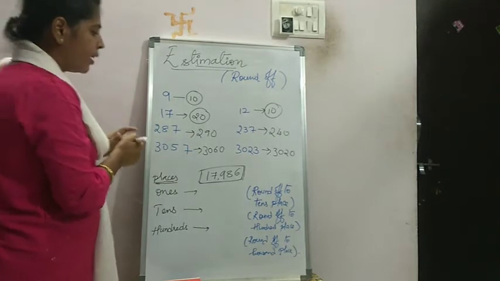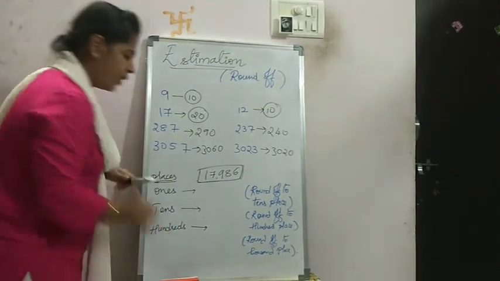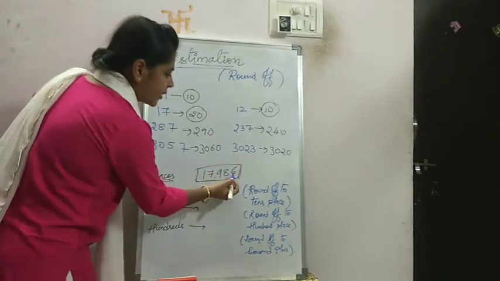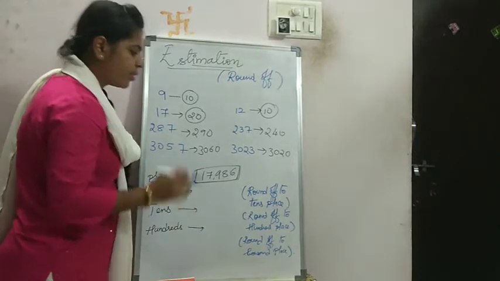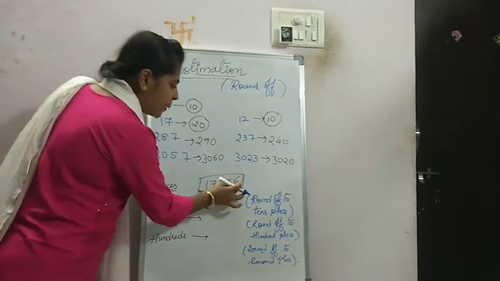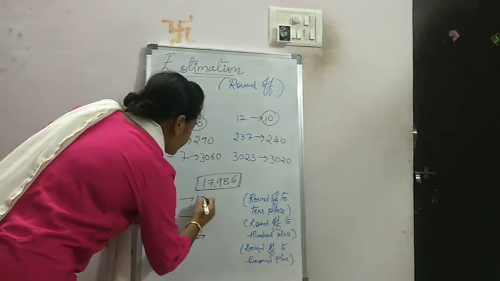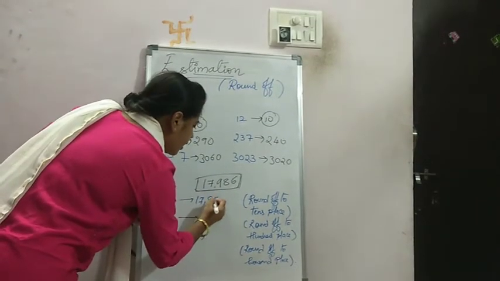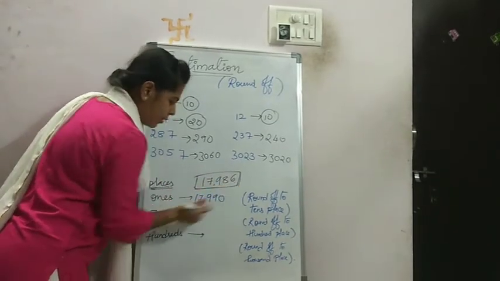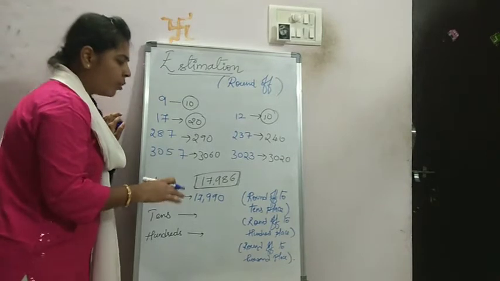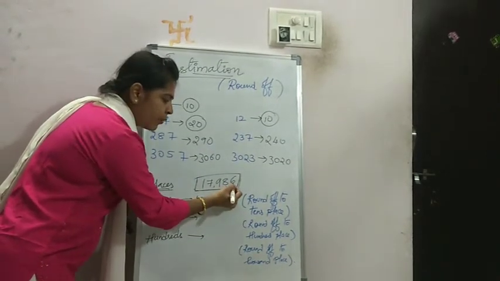For example, one number I have taken is 17,986. First I will look at the 6, right? The ones place. 6 is more than 5, which means that place will become 0 and the previous will be plus 1, right? So that will become 17,990, right? So that is for the ones place. Okay, the next rule I will apply to the tens place, right? So obviously the ones place will become 0.